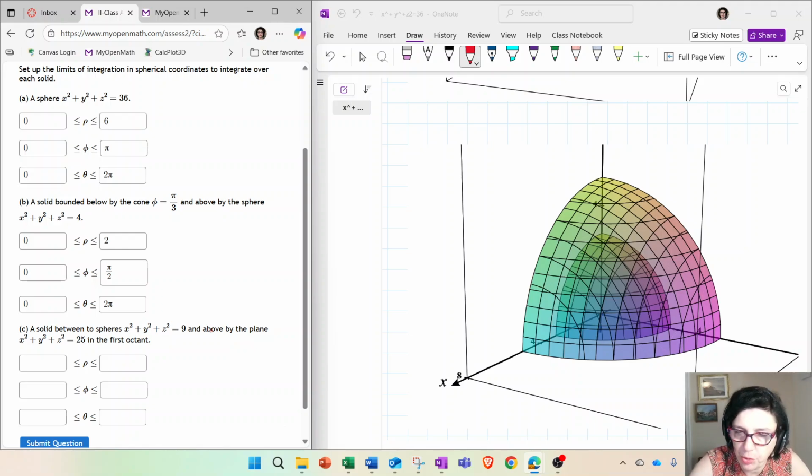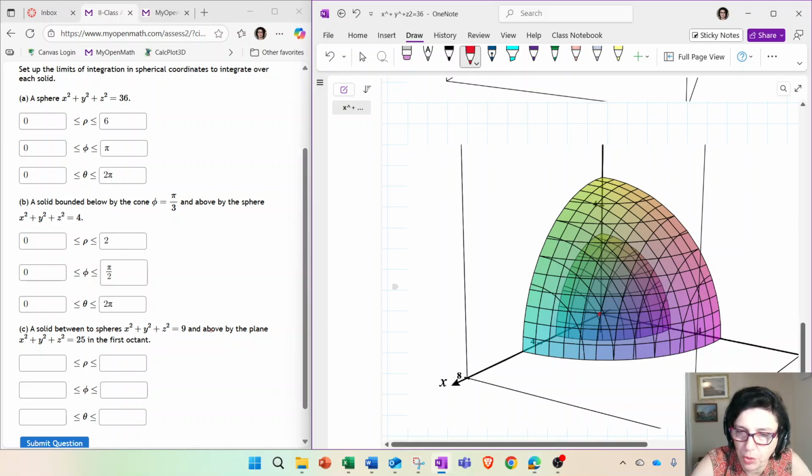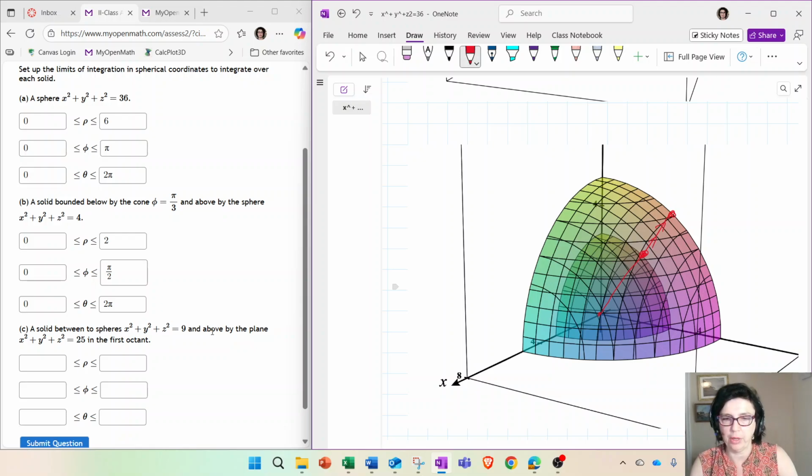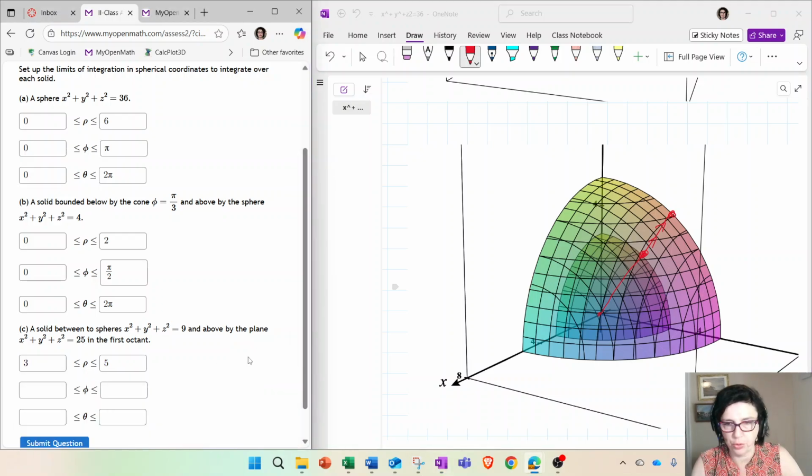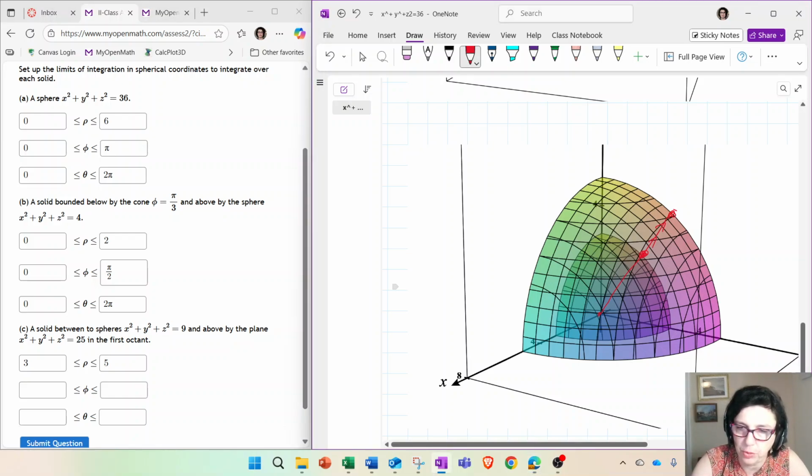So first, let's talk about how rho changes. If you are over here, the radius is 3, and if you're over here, the radius is 5. So if you are inside, it's 3, and the outside is 5. It's just this part. So rho goes from 3 to 5, because there's a hole inside. There's nothing inside; it's only from here to here.